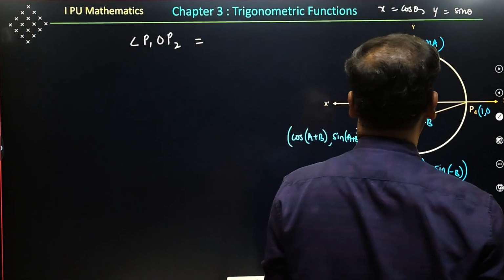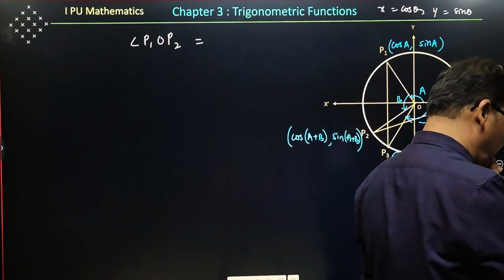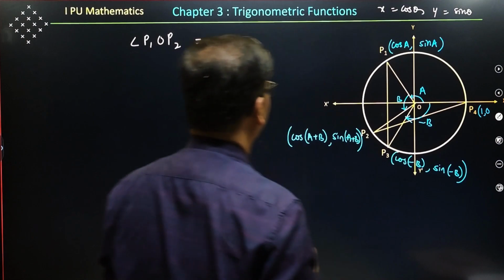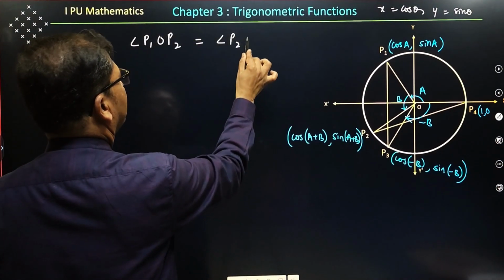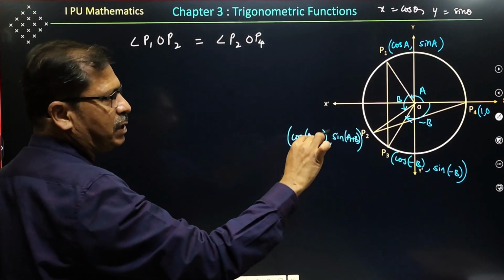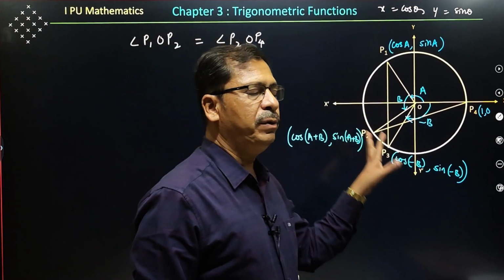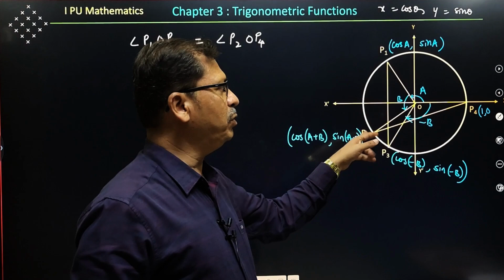P2 O P4 here. Okay. P2 O P4, only the direction is different. Here the angle measurement is the same. That one is minus B, P1 O P2 is plus B. Once again I am repeating, P1 O P2 is B.